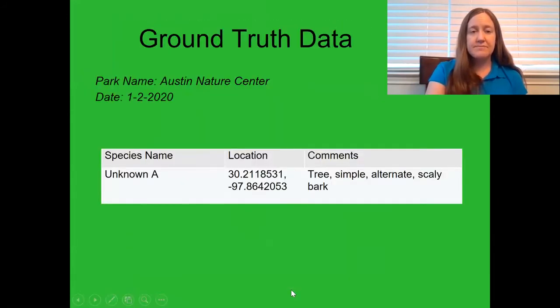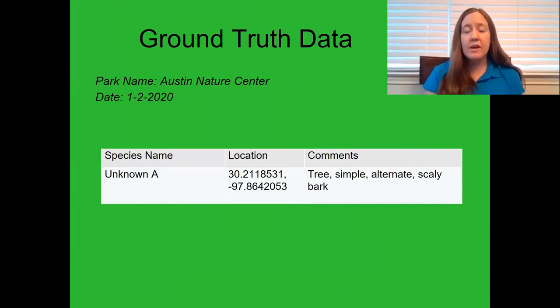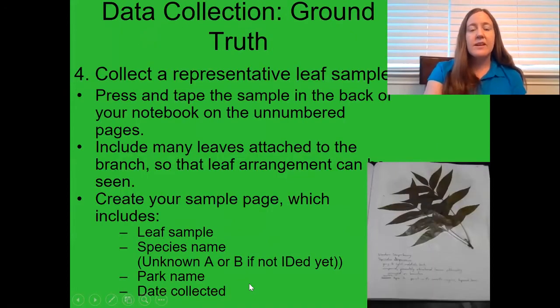All right. So then you can fill out your data table: unknown or species name if you happen to know it, location, and comments to help you identify this later. And once you identify it, you'll come back and cross this out and write in the correct species name here. The next step is to collect a leaf sample.